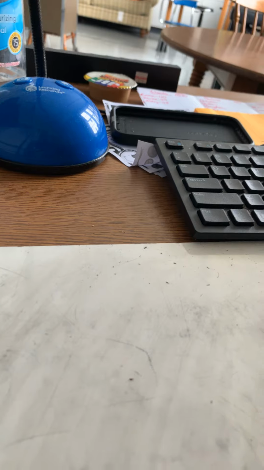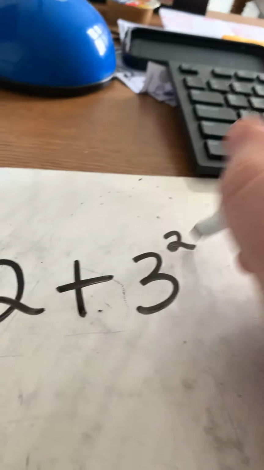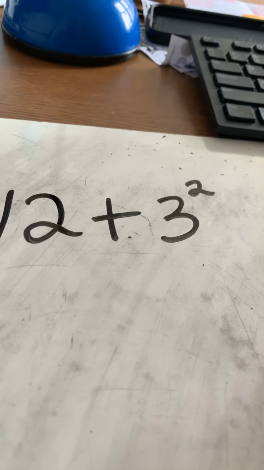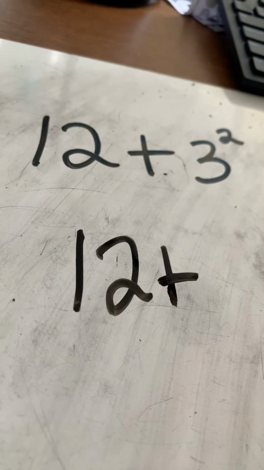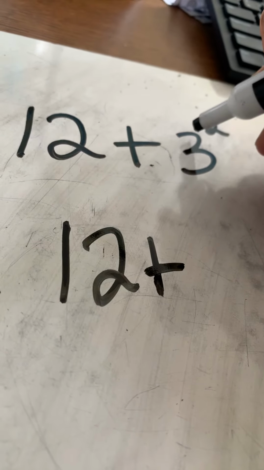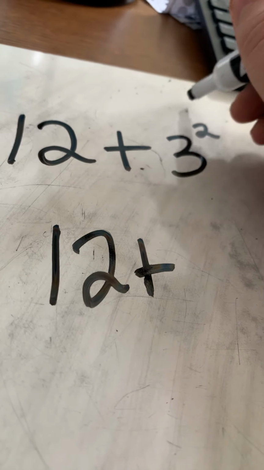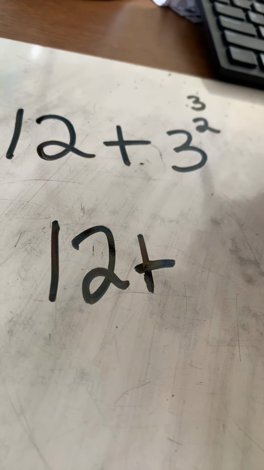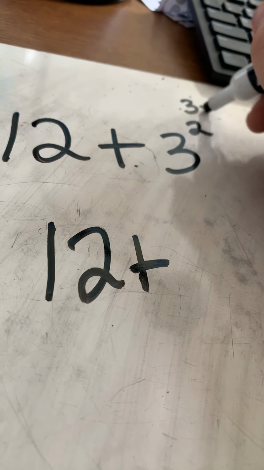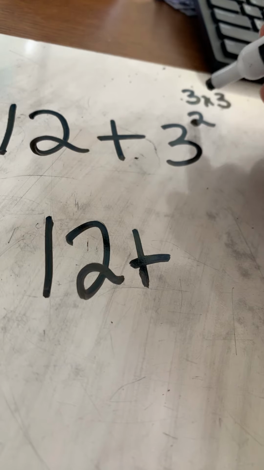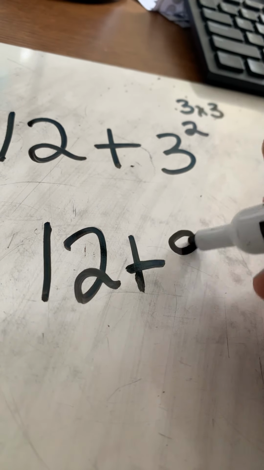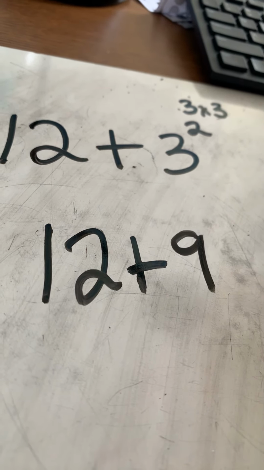Okay. Same thing here. I have another exponent. I have 12 plus 3 to the second power. I'm going to bring down my 12 plus because I can't do anything with it yet. Again, my larger number is what I'm going to multiply. My smaller number is going to tell me how many times I'm going to multiply it. That is not 3 times 2. That is 3 times 3. 3 times 3, I know my multiplication fact, is 9.